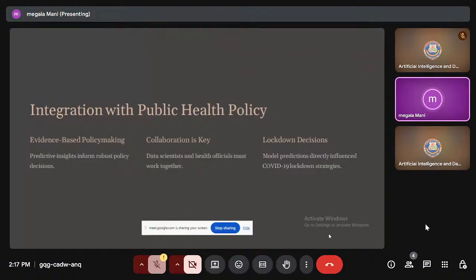The next section is integration within public health policies. So what public health policies are available? The first one is evidence-based policy making. Here you can give robust policy decision making. The second thing is collaboration as a key. Data scientists and health officials must work together.